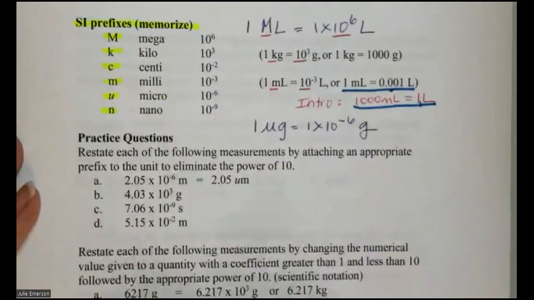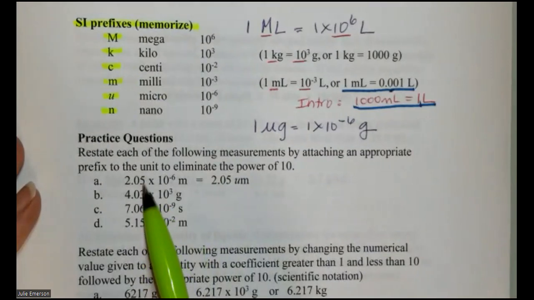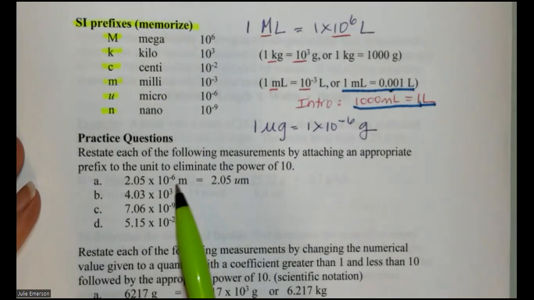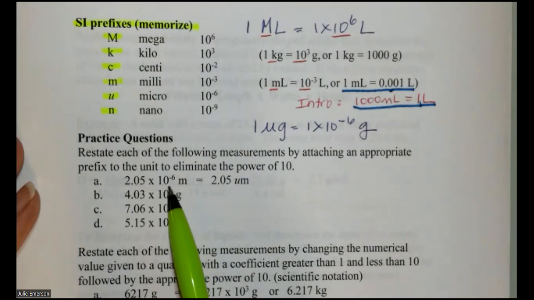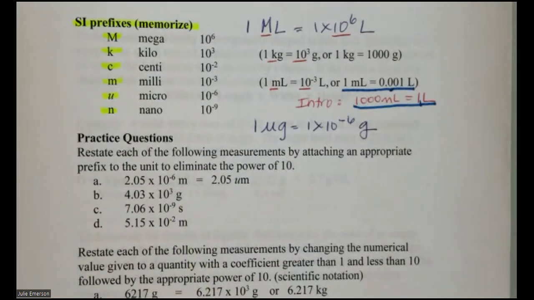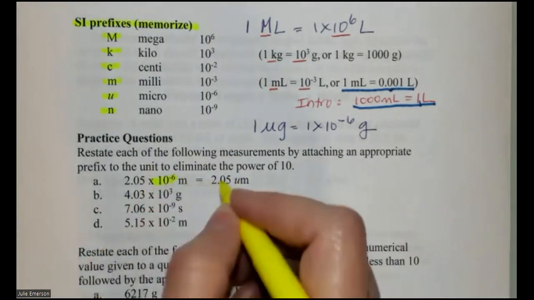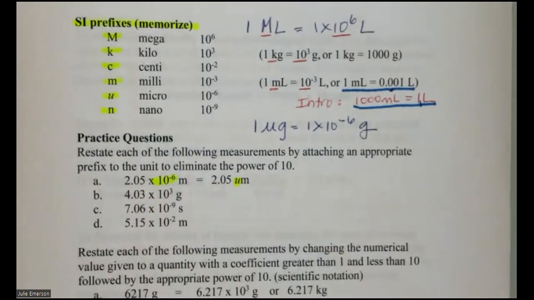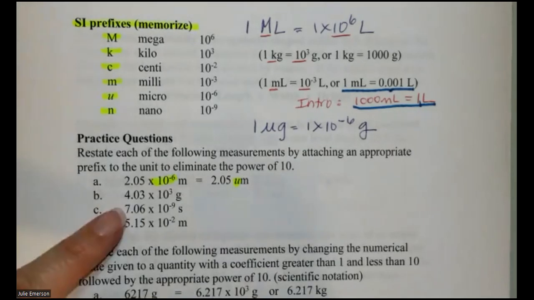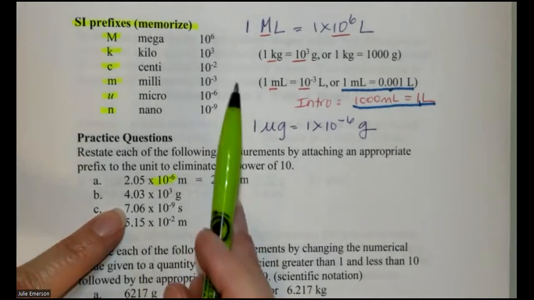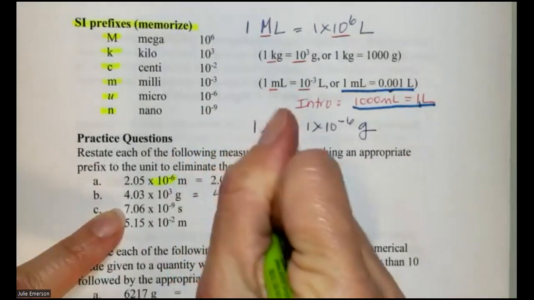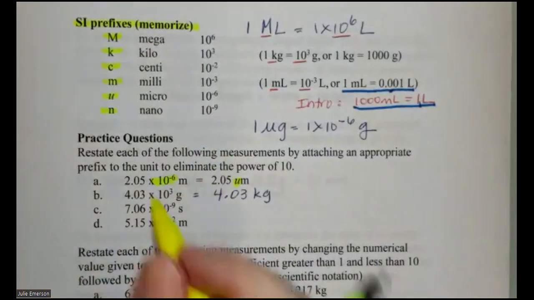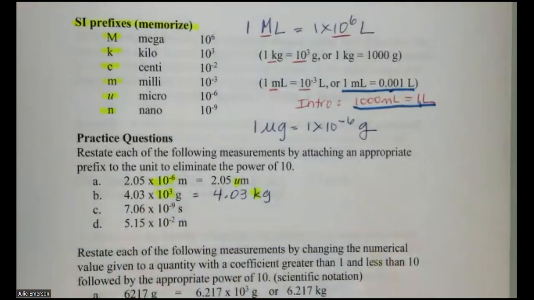So here's how we're going to practice this. For each of these practice questions that we've got, we're going to replace the exponent that's there with the proper prefix. So 2.05 times 10 to the negative 6 meters, 10 to the negative 6 is micro. So we're going to replace that 10 to the negative 6 with the prefix for micro, which is like a curvy U. That's kind of what I think about it. All right. The next one, it says 4.03 times 10 to the third. 10 to the third is kilo. So this would be the same as writing 4.03 kilograms, right? Because the 10 to the 3 is the same as the kilo prefix.